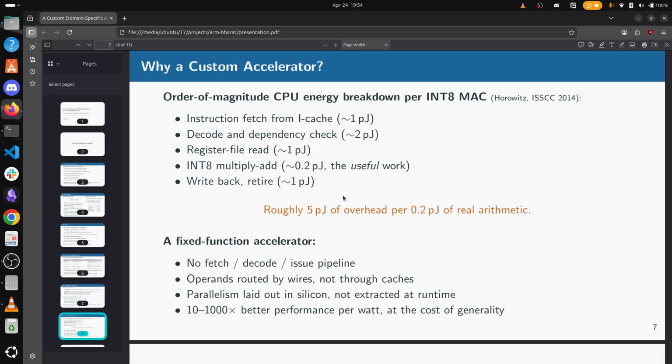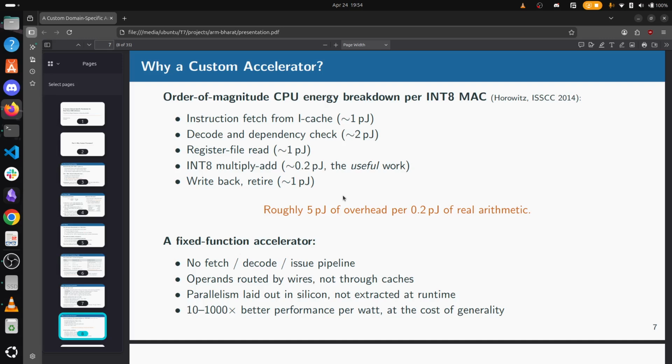Now, why do we need to build a custom accelerator? Why can't we use a small CPU? Well, one of the reasons is that CPUs spend most of their time performing overhead operations rather than actual arithmetic operations. From a literature survey, we can see that about 5 picojoules of overhead is there per 0.2 picojoules of real arithmetic. So where is the overhead coming from?